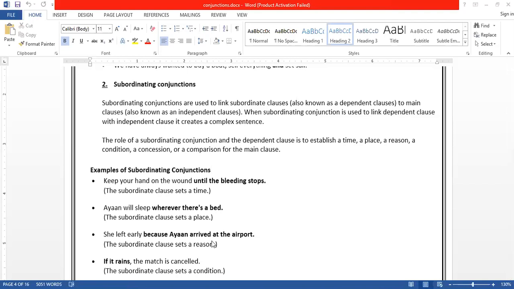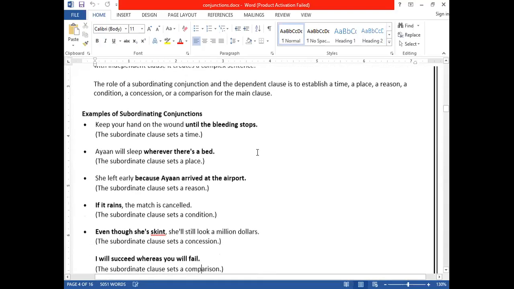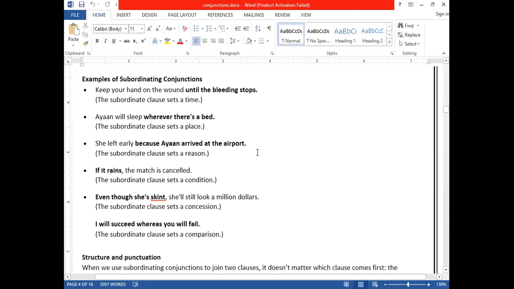It connects an independent clause with a dependent one. Clear? So two clauses will be connected with the help of a conjunction. What do we call that conjunction? That conjunction is called a subordinating conjunction. Now here we come down. So it tells us to connect different things. What are those things? Examples of subordinating conjunctions. Read the first sentence.